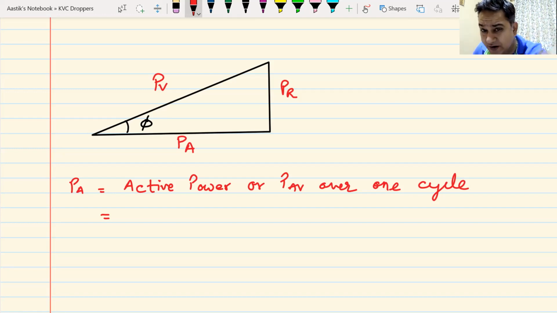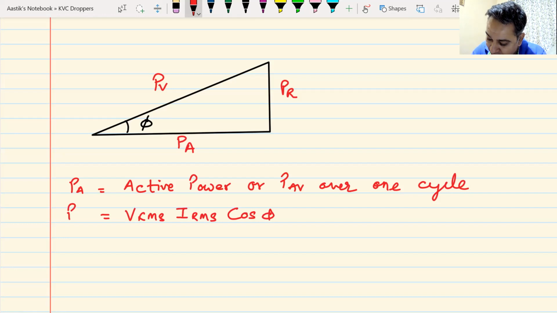Now, how do I find the value of this average power, active power? You don't have to see how it comes. You just have to remember the formula. The first formula is VRMS into IRMS multiplied by cos of phi. This is my active power.